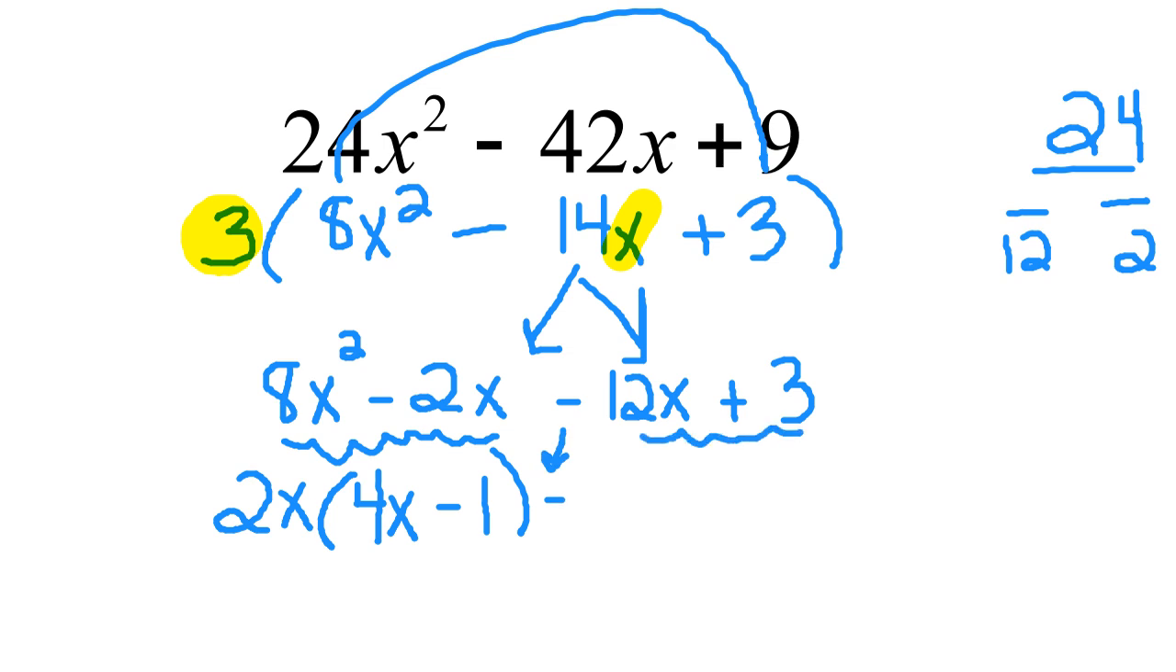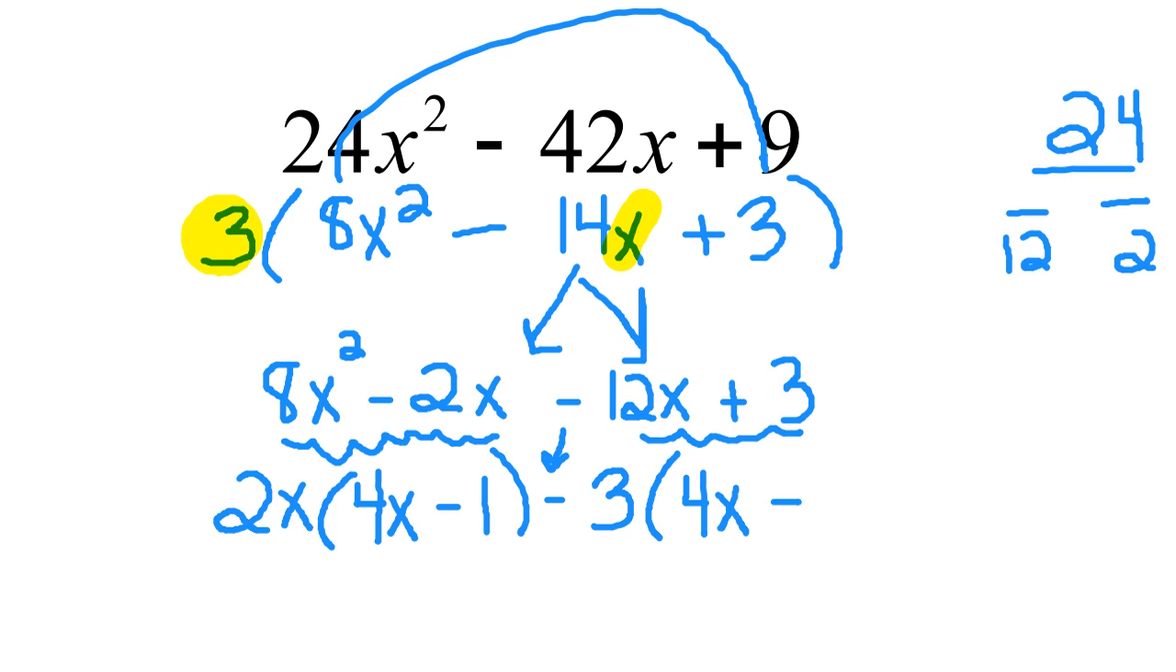12x and 3 have a GCF of 3. Our next step is divide out the 3. However, we have to be careful with the sign of 3. 3 is negative, so we're dividing negative 3 out of each term. Negative 12x divided by negative 3 is positive 4x. 3 divided by negative 3 is negative 1.